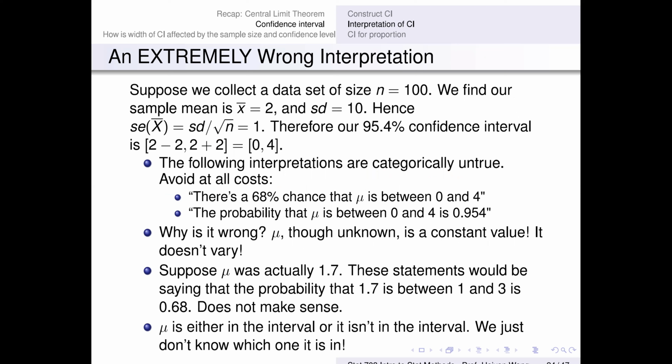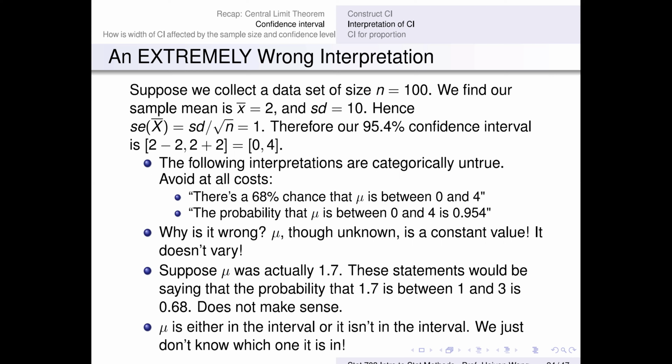It's not correct to say, for example, that a 95% confidence interval is constructed and gives the lower bound 0 and upper bound 4, and then you simply say that the probability that mu is between 0 and 4 is 0.954. That's wrong, because the mu itself is not a random variable. It is a fixed quantity. There's no probability associated with a fixed quantity. Instead, this probability has to be associated with different samples.